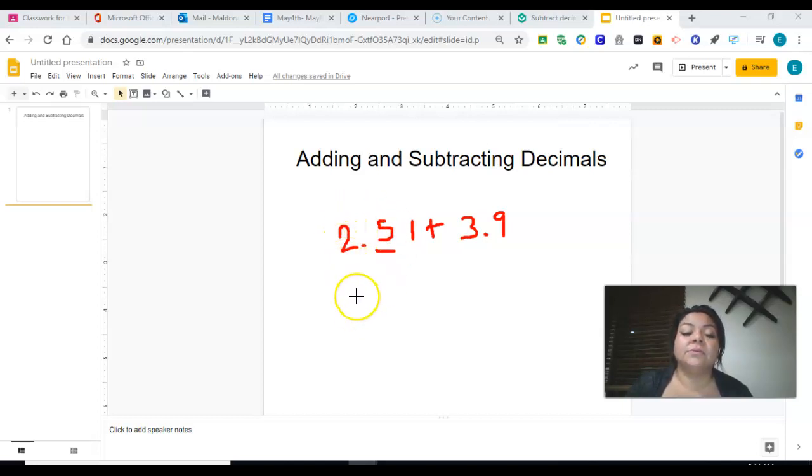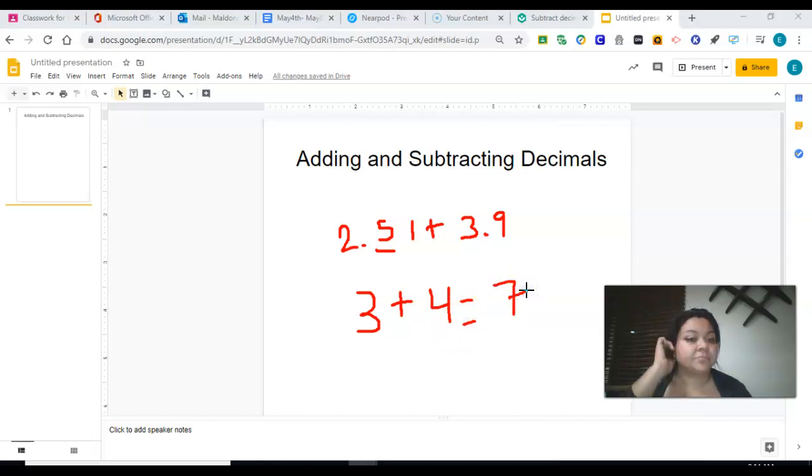I'm going to move my ones up once. So this is a 3 plus, and 3.9, I can round it up to 4, right? Because 9 is a big number. So my estimate is 3 plus 4 equals 7.